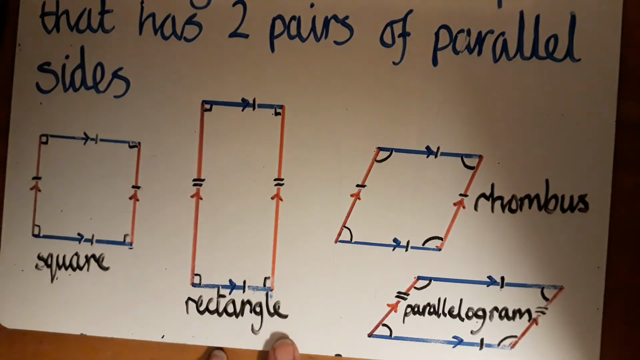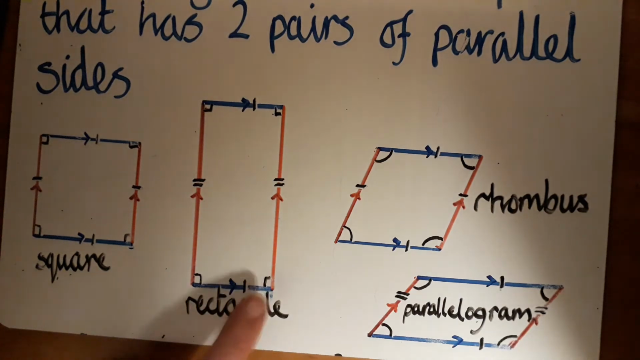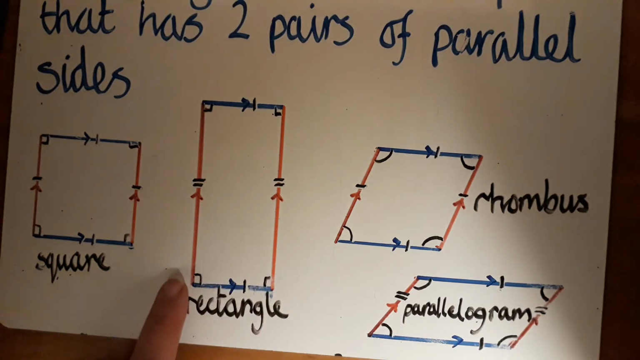A rectangle is a special parallelogram because it has, like all parallelograms, two pairs of parallel sides. Okay, and a rectangle is a shape where all the angles are 90 degrees, but the opposite sides are the same length, but they're not all the same length.